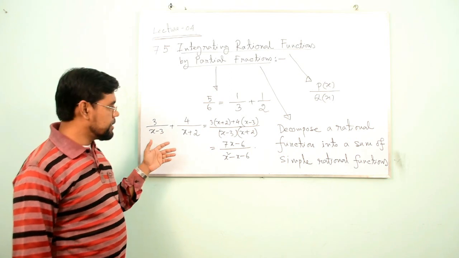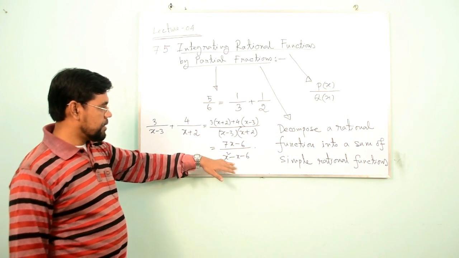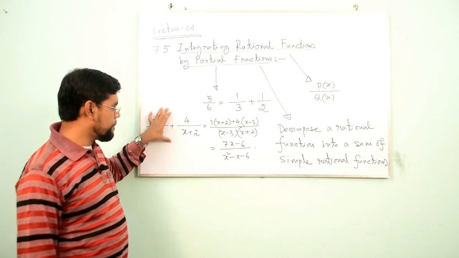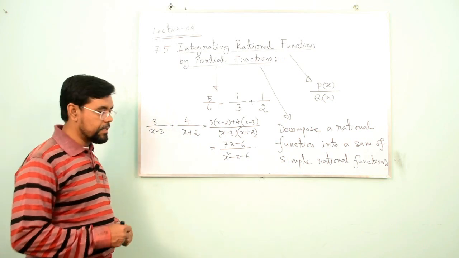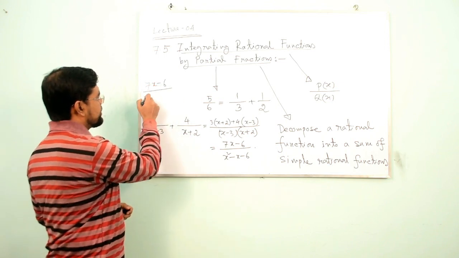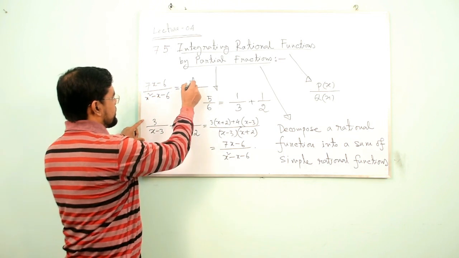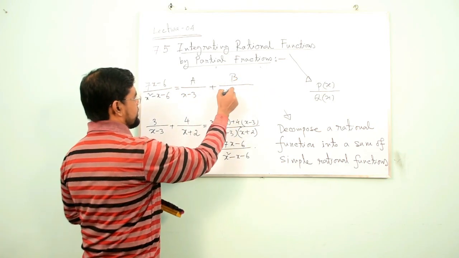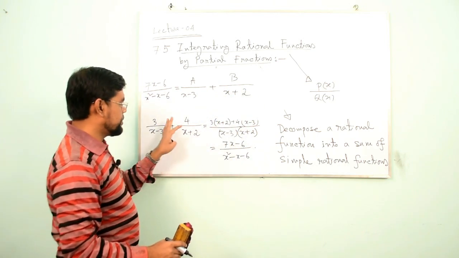Let me review it again. One can easily move from the left hand side to the right hand side. The question is, how can one move from the right hand side to the left hand side? The way one can move here is called the partial fraction method. To do that, one can consider 7x minus 6 divided by x square minus x minus 6 equals a divided by x minus 3 plus b divided by x plus 2. So we want to come back from here to here.